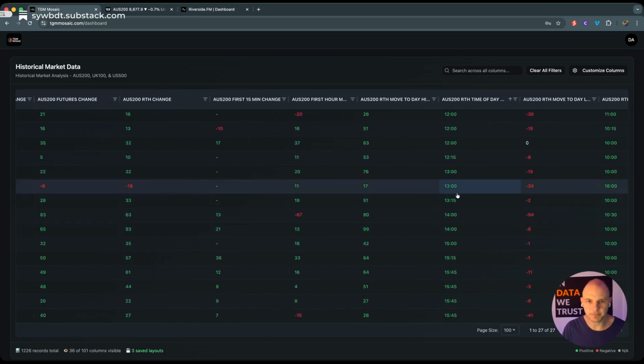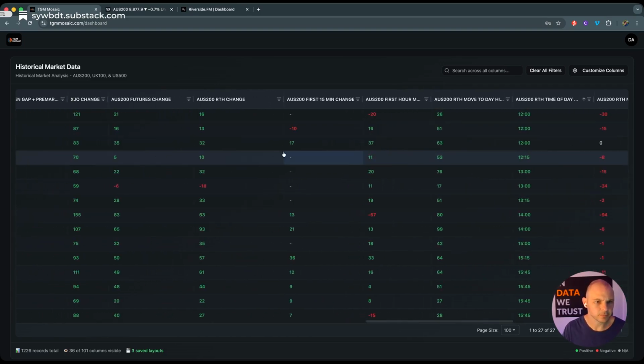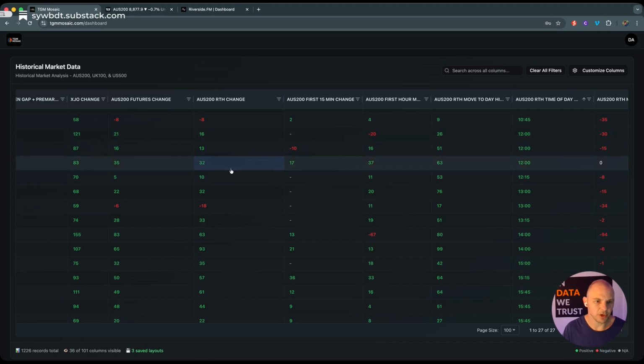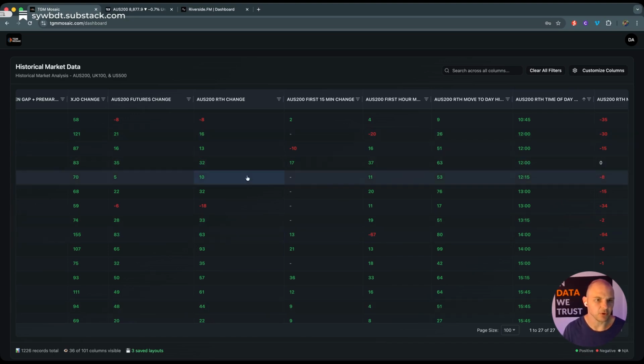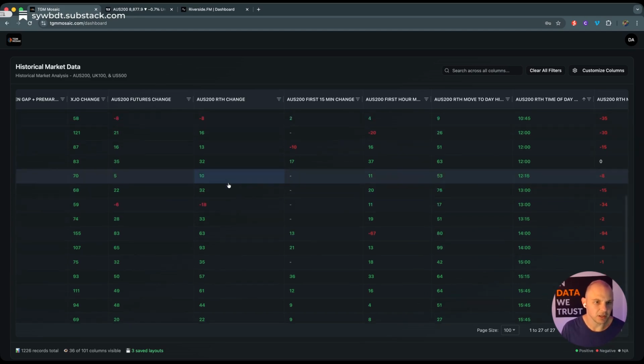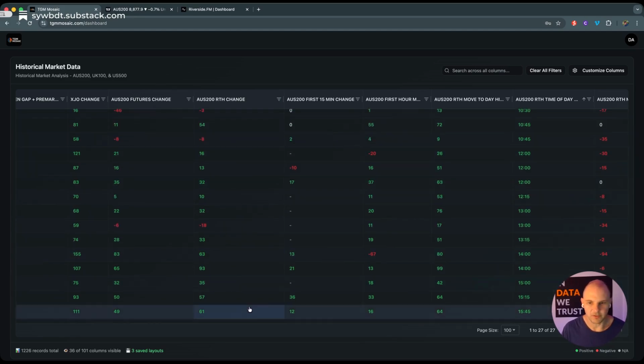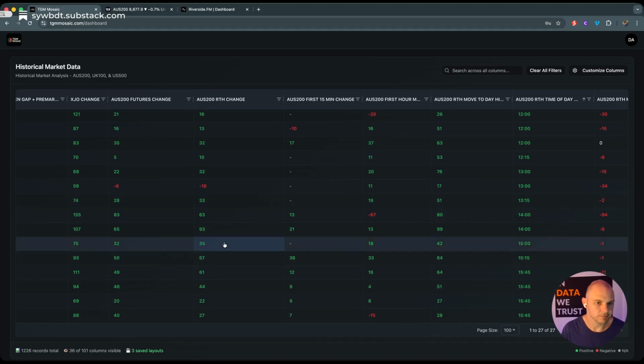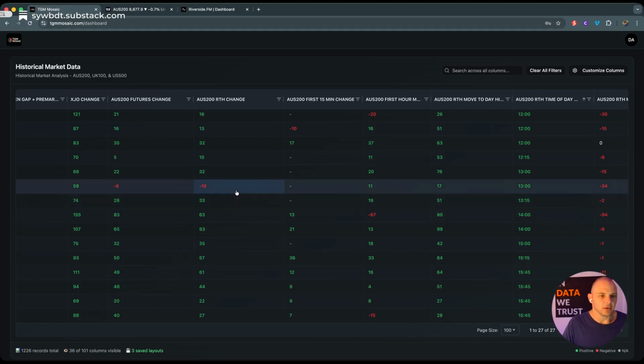Because you can see if it breaks that high, then you're pretty much in the clear in terms of end of day moves, okay? So again, this is a 10 to 4 p.m. change. You can see that you've got one out of however many's there, 15, that has turned around and ended lower after it breaks that first hour high. So just an example of that one.